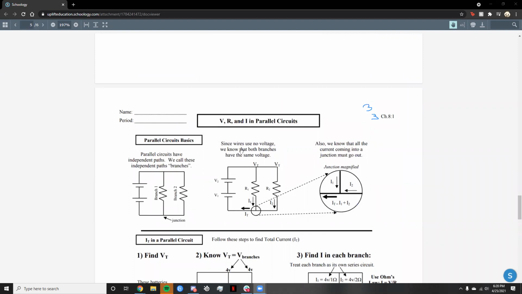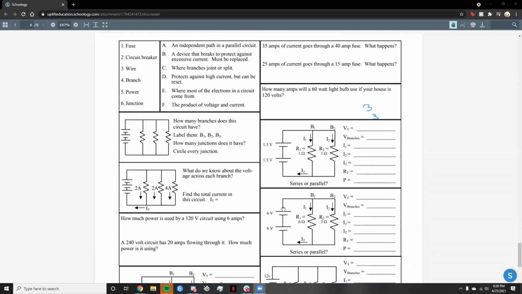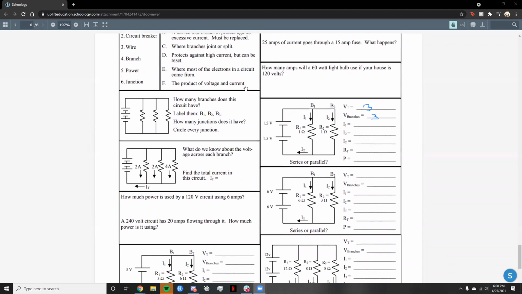Since wires have no voltage, we know that both branches have the same voltage. So 3 and 3, and then since we know V equals I times R, which is the main formula we're gonna be using.